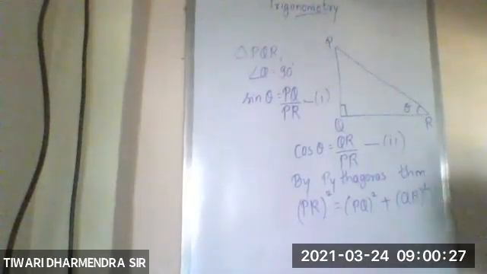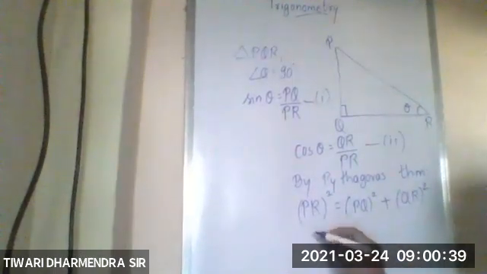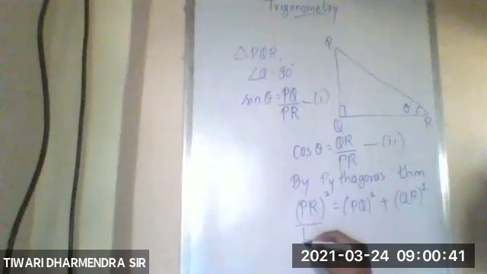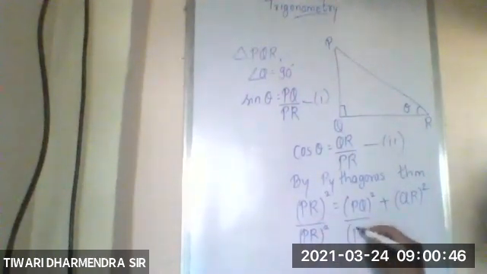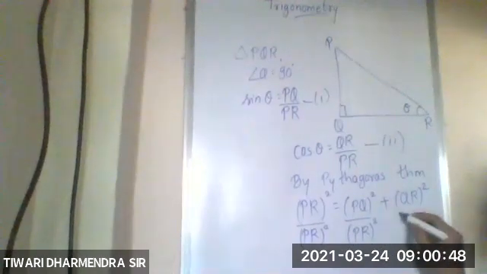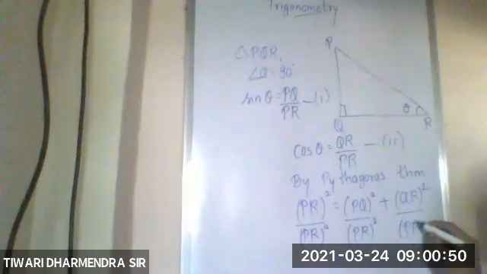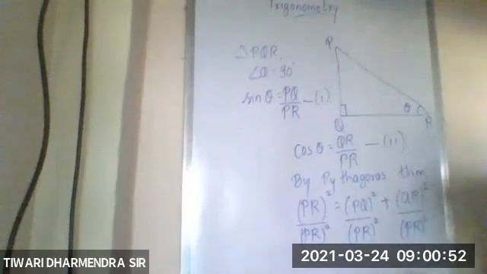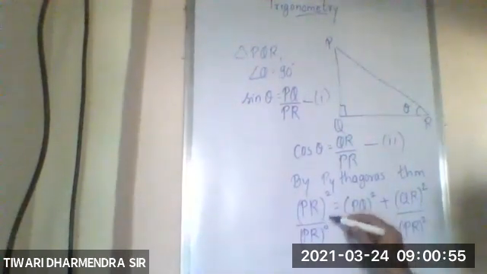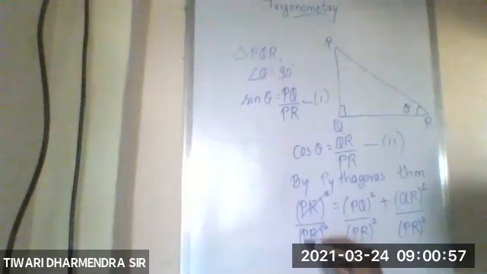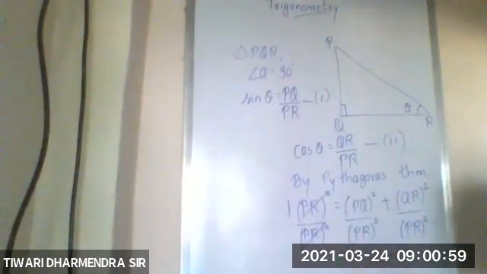Now, what you have to do is divide the whole equation, dividing both sides by PR square. So what we will get, PR square upon PR square. We can see that PR square gets cancelled. What remains? 1 remains.